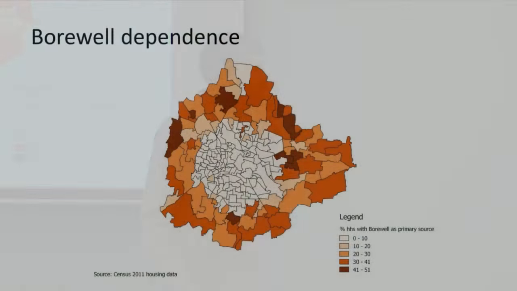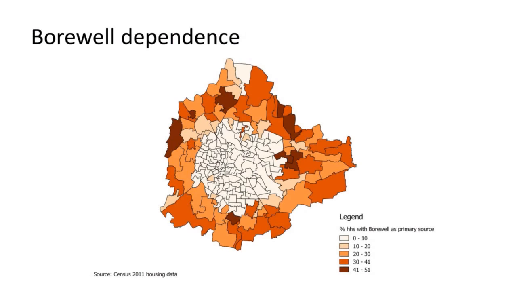All right, and this is the borewell dependence. If you looked at Census 2011 data, once again this is clear, right? So people in the periphery are essentially dependent on borewells.